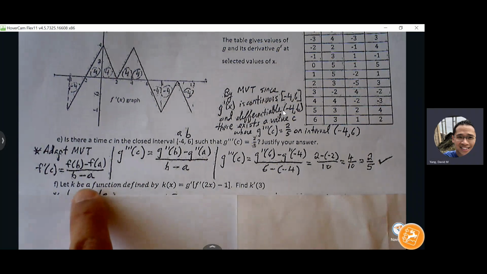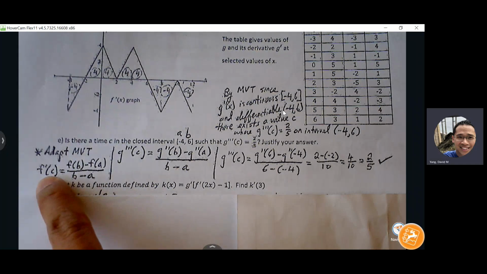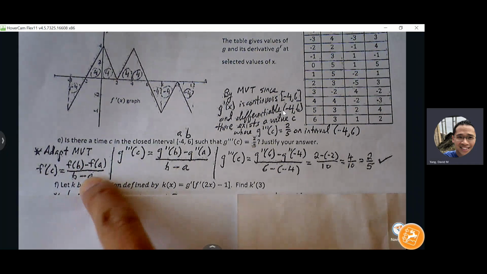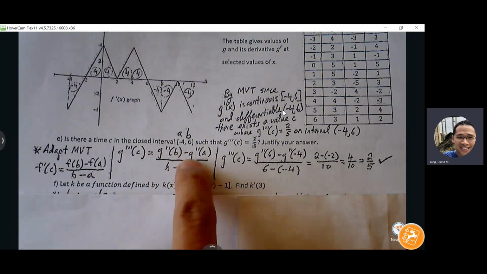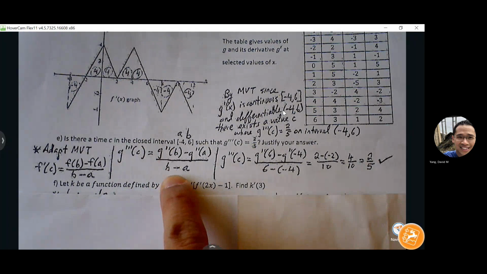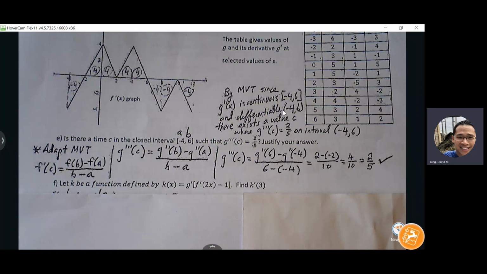Okay, so I'm adapting the mean value theorem. Derivative is the slope of the endpoints of the original, so the derivative of the second. So G triple prime is just G double prime slope. And it does give me 2/5. So by MVT, since G double prime is continuously differentiable, there exists a value where G triple prime is equal to 2/5 on the interval from -4 to 6.